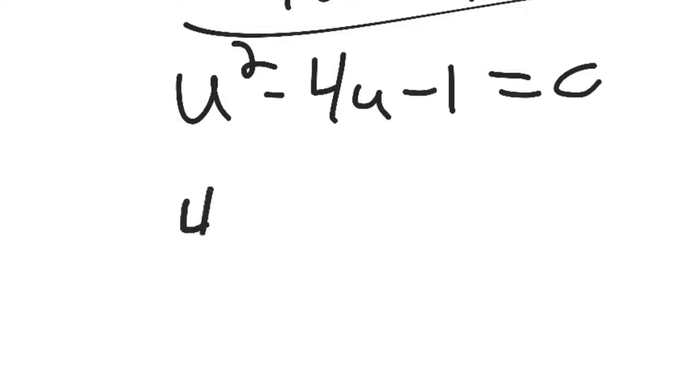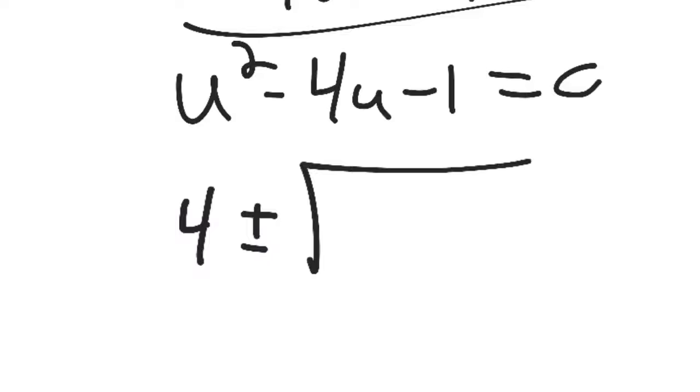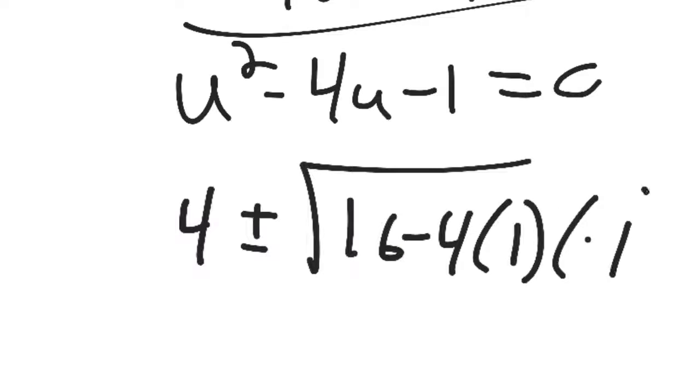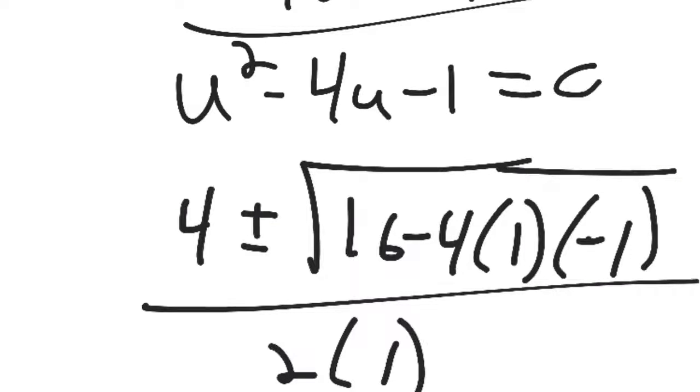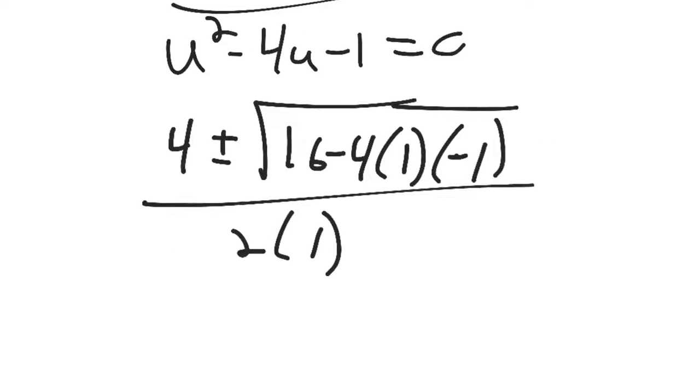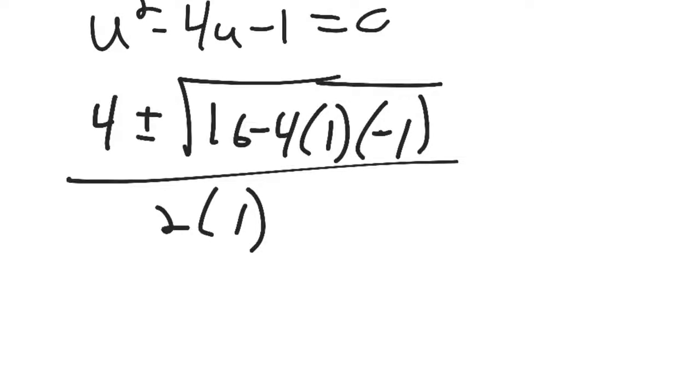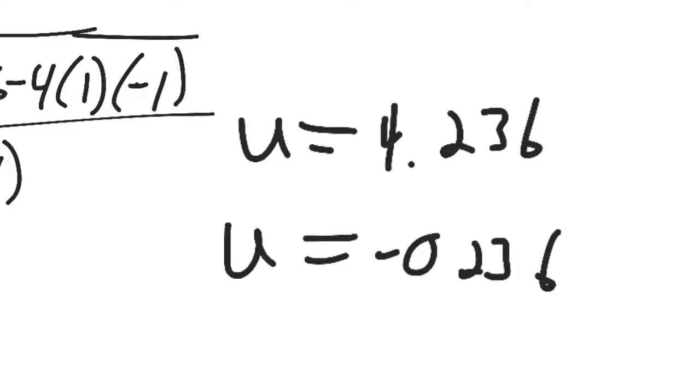So you say negative b, negative 4 makes a positive 4, plus or minus the square root of b squared minus 4 times a times c, all being divided by 2a. I'm going to let you crunch those numbers, but when you do, you should get this for u. You'll get in the quadratic formula those two values for u.